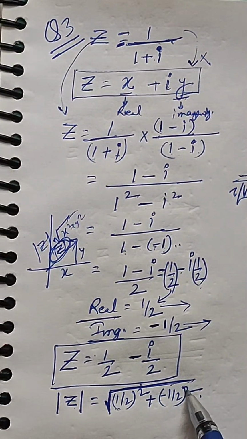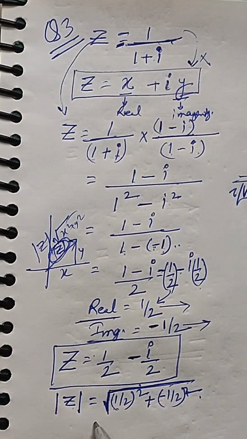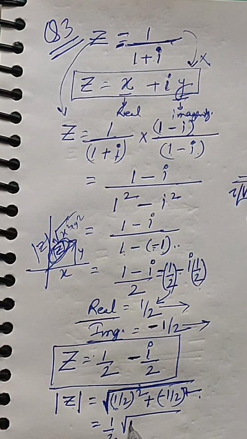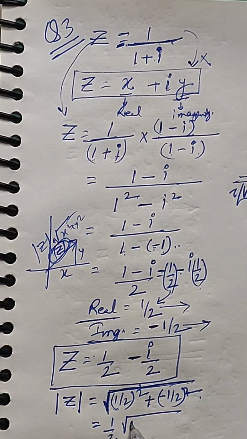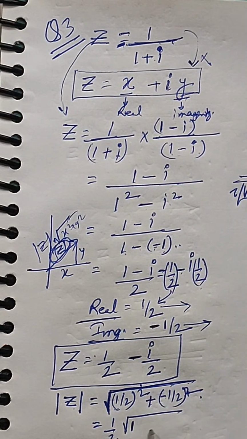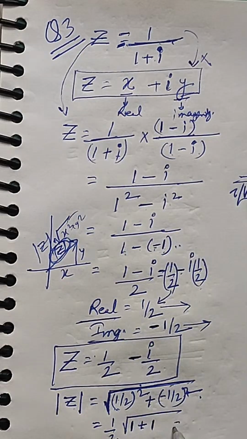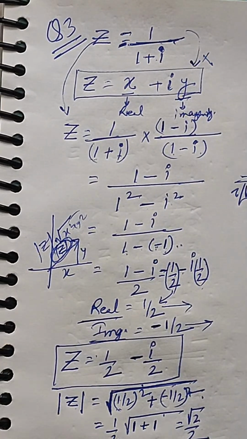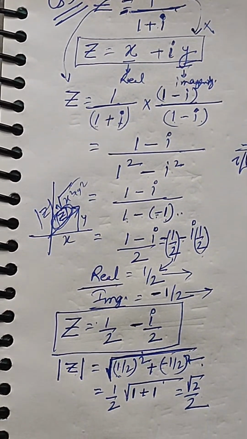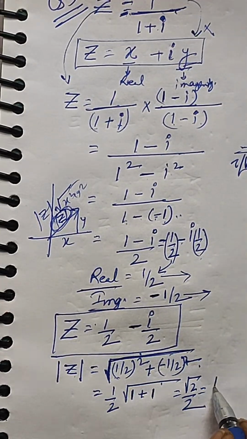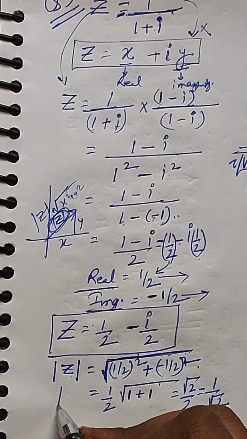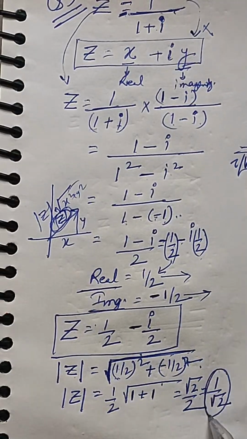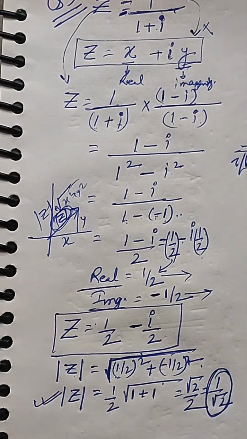Now this can be calculated very easily, right? 1 by 2 can be taken as common from here, and under the root we have 1 plus 1. So this will be coming as root over 2 by 2, which can be written as 1 by root 2. So the modulus of this complex number 1 by 1 plus i is 1 by root 2. In this way the modulus is found.